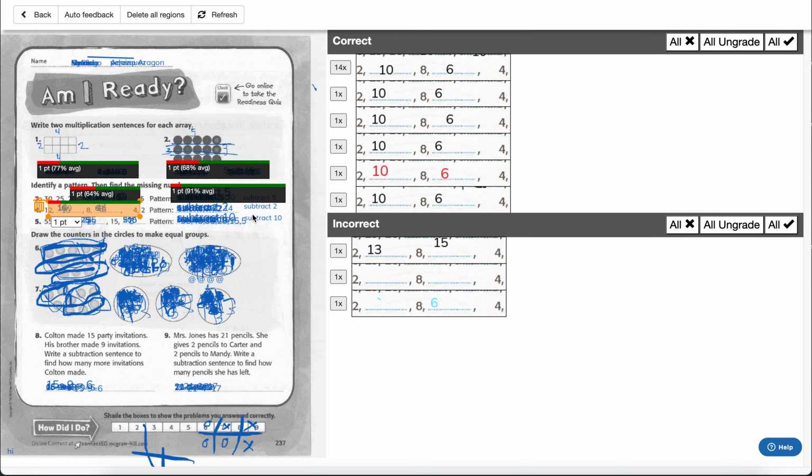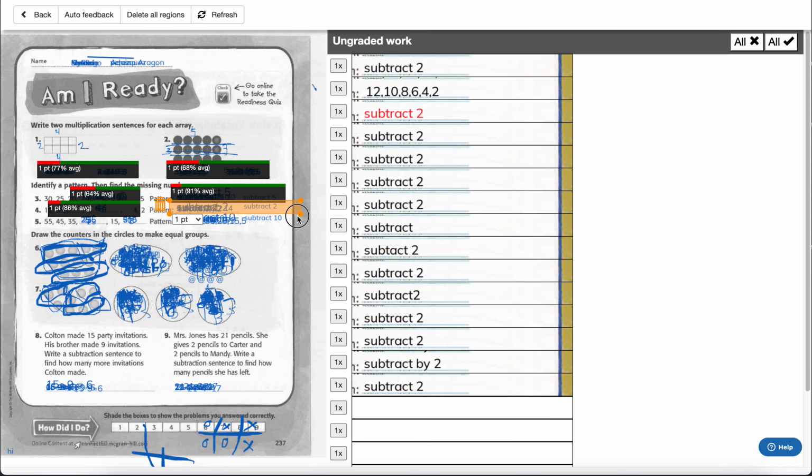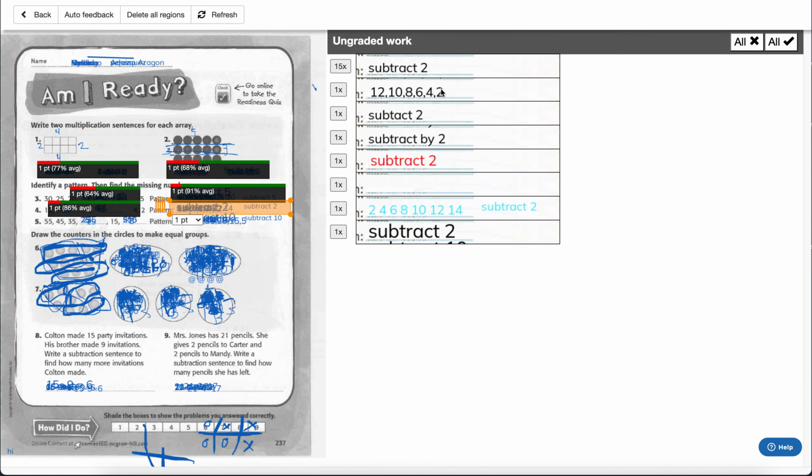Everything else, wrong. Let's do the pattern for this one. It looks like the answer is subtract 2. Again, usually the majority rules here. I'm going to go ahead and change it up by selecting the wrong answers.